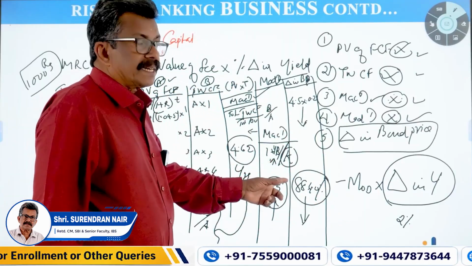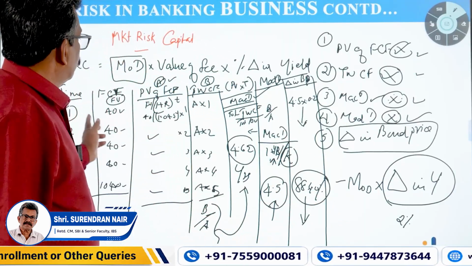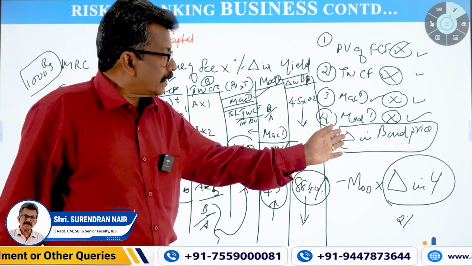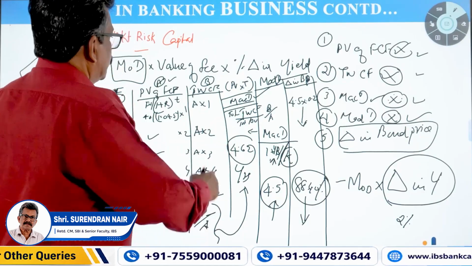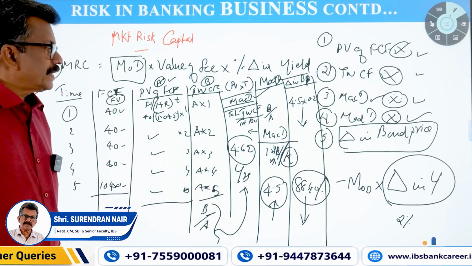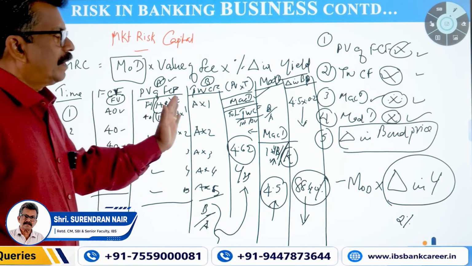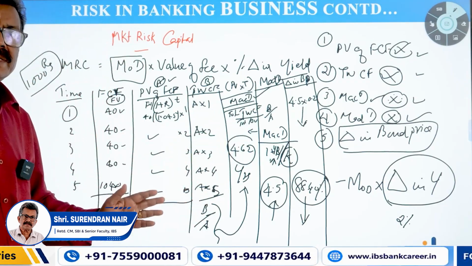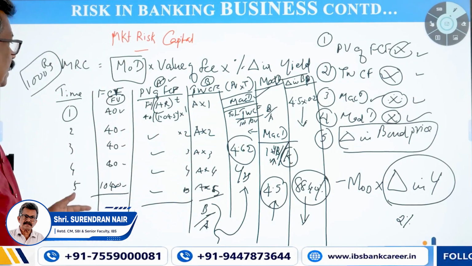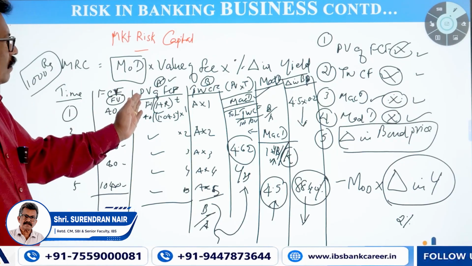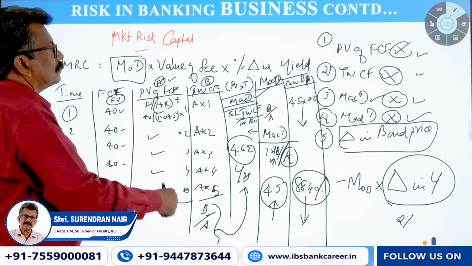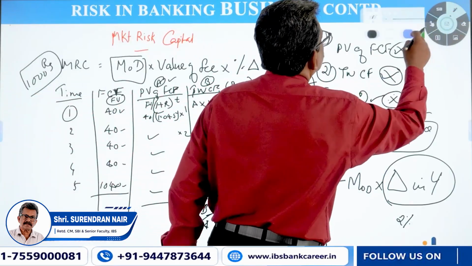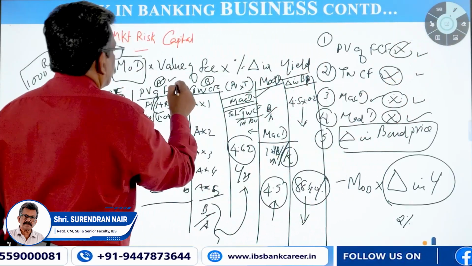So these are all the steps which we use to calculate MAC duration, modified duration and percentage change in yield. Learn these formulas and the steps by heart. In one table, you should be able to know. In the case study, so many questions may come from this side. Sometimes they will ask you to calculate the present value of future cash flow, up to this step.